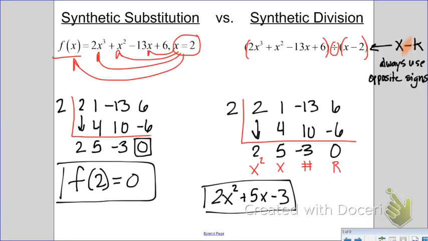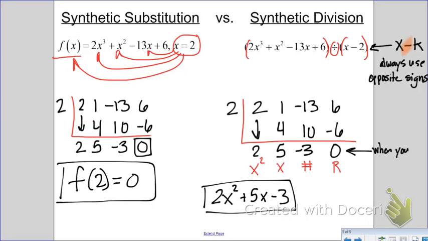See the difference between this answer and the synthetic substitution? In synthetic substitution, we get an actual number, 0. For synthetic division, we end up with an expression, a simpler expression. Notice the power of 2 versus the power of 3 in the beginning problem. Another important thing to know is that when you have a 0 for the remainder, it means something special for what you divided by. We were dividing by x minus 2. So since we have a remainder of 0, then it's called a factor.